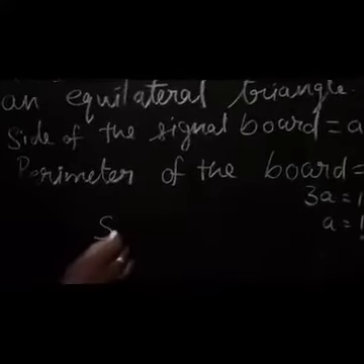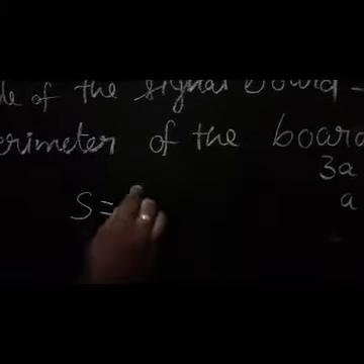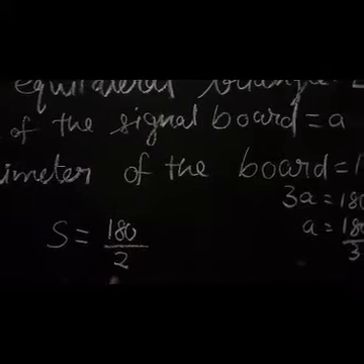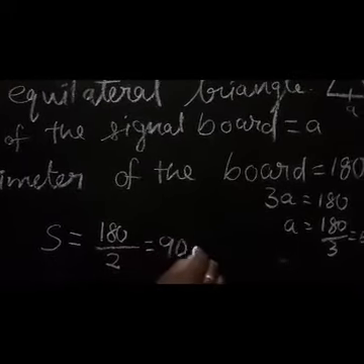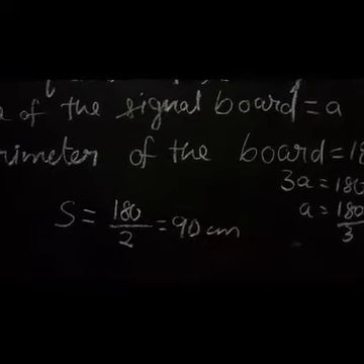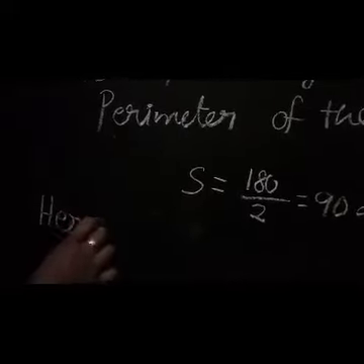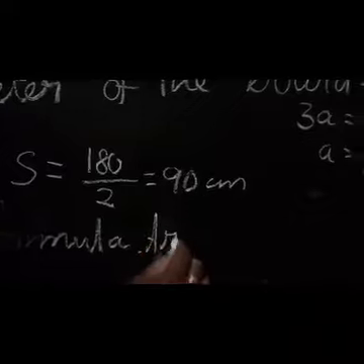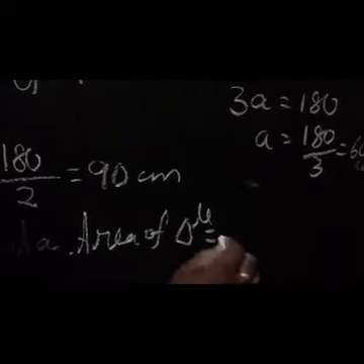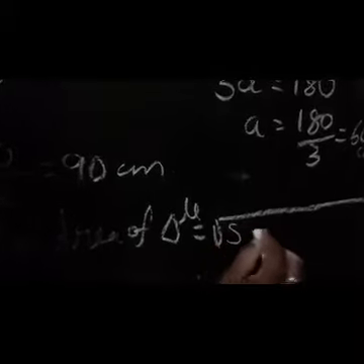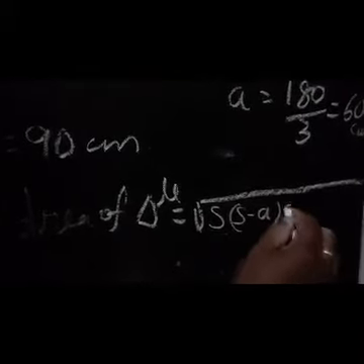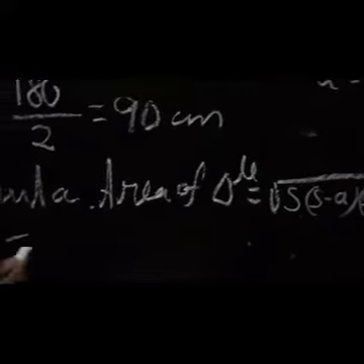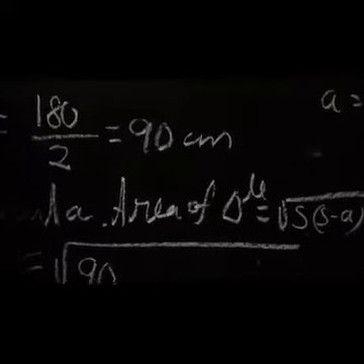Then s value. s is semi-perimeter. So here the perimeter they gave is 180. Semi-perimeter means 180 divided by 2 equals 90 centimeter. By Heron's formula, area of triangle equals square root of s into s minus a, s minus b, s minus c. We have here s is 90 centimeter.